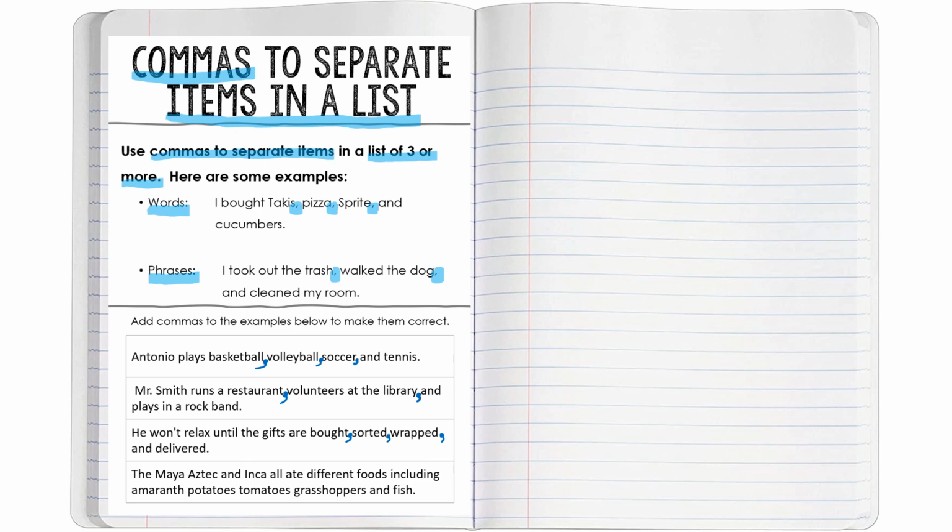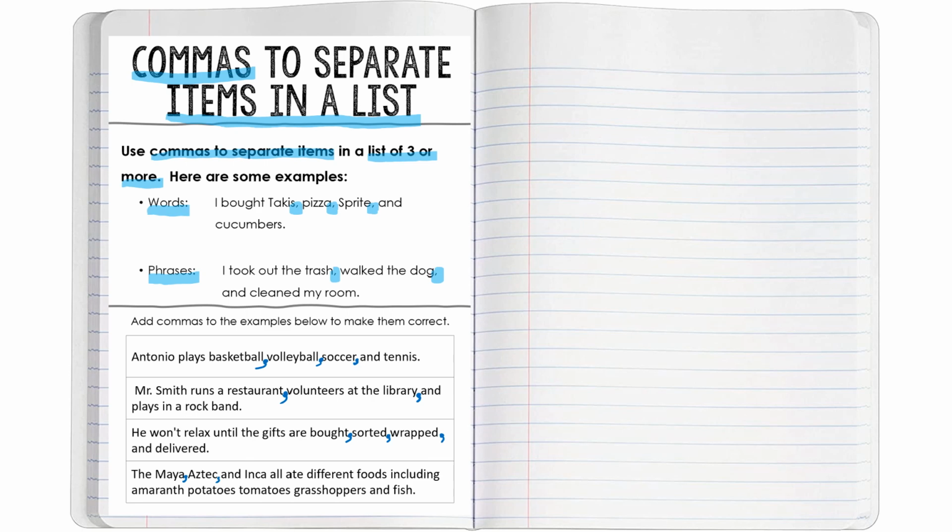So for this one, in the beginning, I'm listing different groups of people. I said the Maya, Aztec, and Inca. That's a list of different groups, so I'm going to use commas to separate each group in my list. We have the Maya, the Aztec, there we go, and the Inca. So we separated our list. The Maya, Aztec, and Inca all ate different foods, including, and now I'm about to list some more stuff.